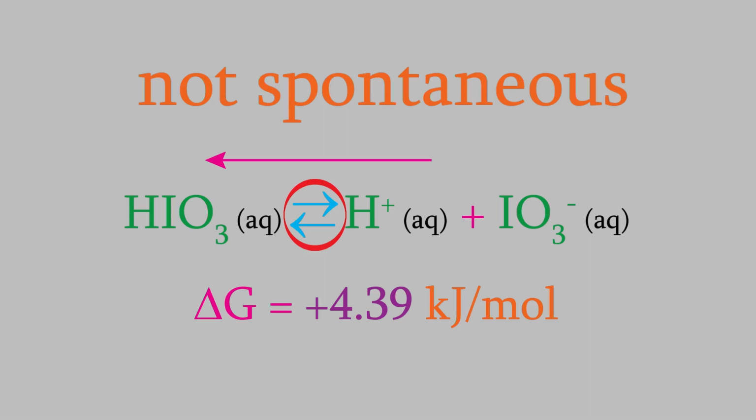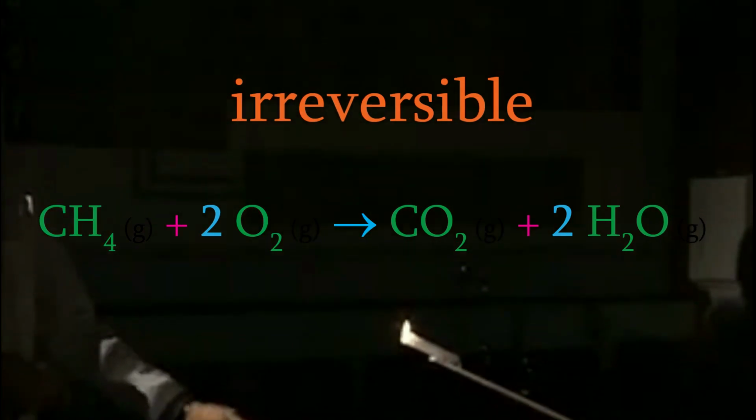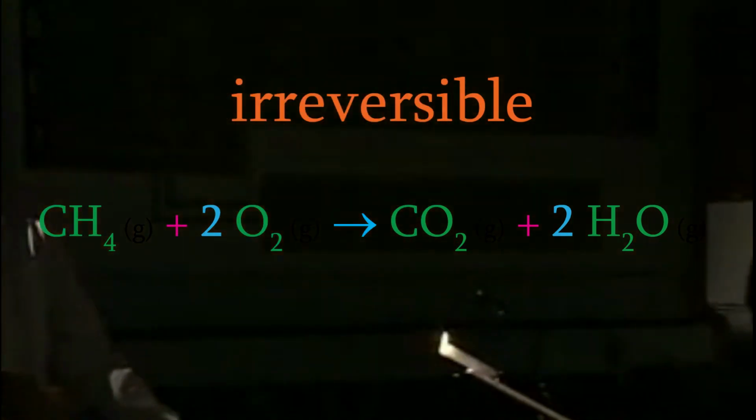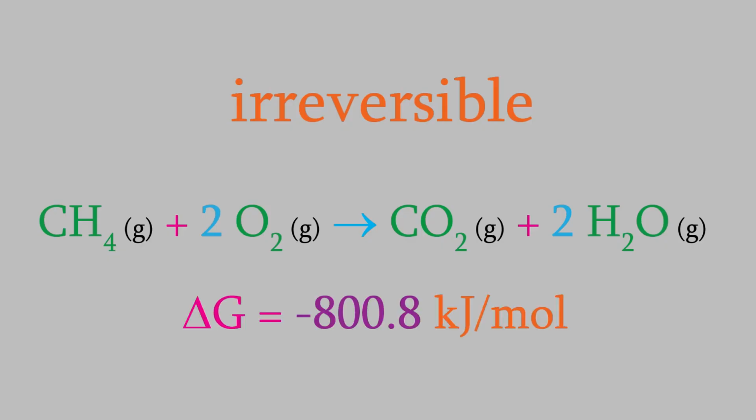On the other hand, reactions that have a Gibbs free energy greater than positive 5 kilojoules or less than negative 5 are irreversible. For example, the combustion of methane is definitely an irreversible reaction. We never expect to see the carbon dioxide and water recombine to reform methane and oxygen. And when we calculate delta G, we find out that it's negative 800.8 kilojoules per mole. That's way outside the range that we'd get for a reversible reaction. It's a large negative number, so the reaction is irreversible in the forward direction.